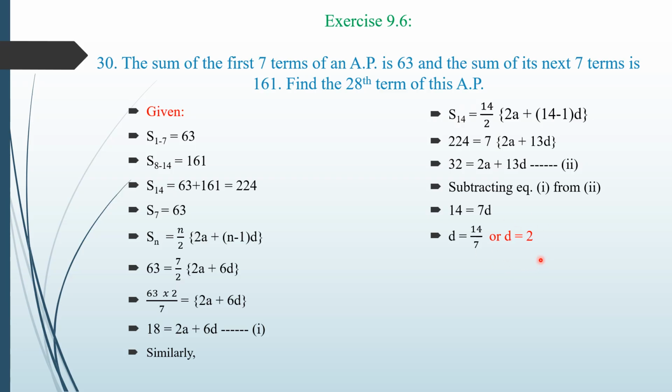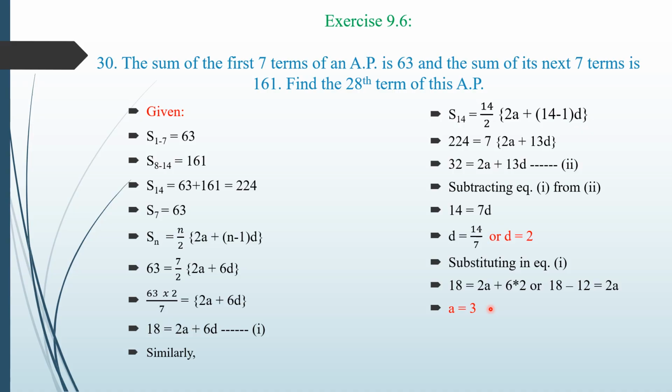Substituting this value in any one of the equations, I'll get the value of a here. Therefore, I'll substitute this value of d equal to 2 in equation 1, and when I solve that, 18 equal to 2 into a plus 6 into d. In place of d, I'll put 2 here. Therefore, 18 equal to 2a plus 6 into 2. 6 into 2, I can take it to the left hand side, that is 18 minus 12 equal to 2a here. 18 minus 12 is 6, that is equal to 2a. Therefore, a is equal to 6 by 2, that is nothing but 3.